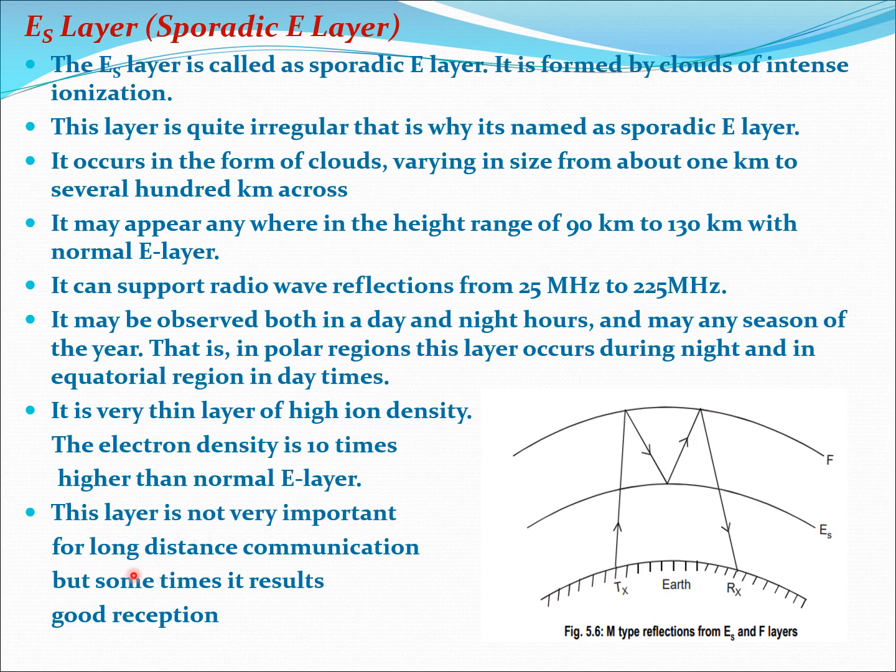This layer is not very important for long distance communication, but sometimes it results in good reception. See here, due to the presence of the sporadic layer, you will have M-type reflections resulting from the Es, that is the sporadic layer. So the signal from here gets reflected from the F layer, and rather than reaching the Earth receiver directly, it undergoes M-type reflections because of the presence of the sporadic layer.